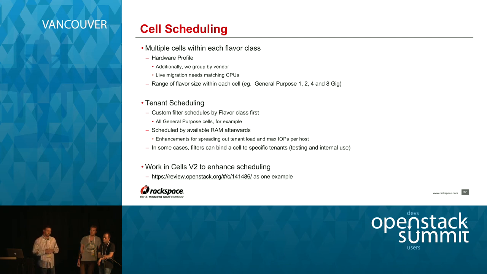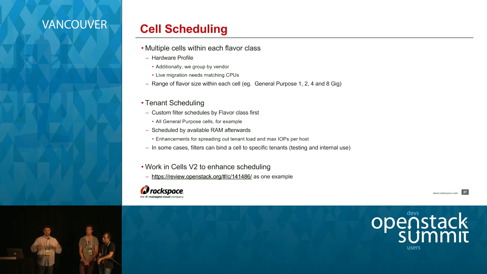And then within each flavor class, you're going to have different flavors offered, much like Guillermo talked about, where the child offers up the flavors it supports. So for example, in our general purpose offering, we offer a 1, 2, 4, and 8 gig flavor within that class. Tenants are scheduled by flavor class first and then by available RAM. We don't schedule on any CPU information. It's purely on RAM right now.